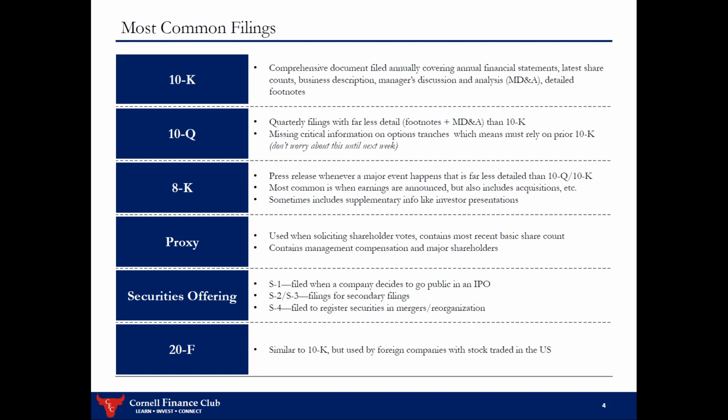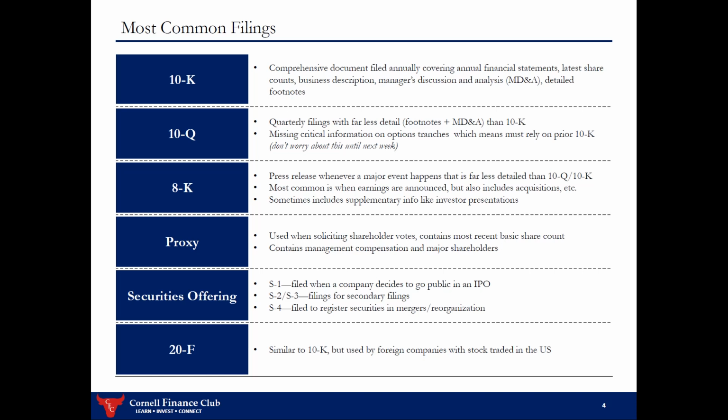The 10Q is a quarterly filing, filed every quarter, so it has far less detail, i.e. it strips out a lot of the detailed footnotes and MD&A that the 10K has, but still has a good amount of information. And it's missing critical information on options tranches, which means you must rely on a prior 10K. Don't worry about this until next week. We'll be talking about that when we talk about fully diluted shares outstanding and calculating that.